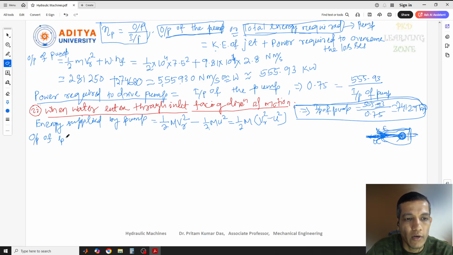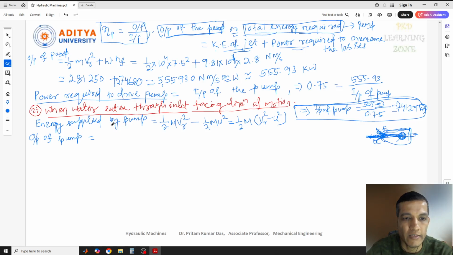The output of the pump. Okay, this one we can write as the energy supplied by the pump. We can say this is equal to the energy supplied by the pump, the same thing I've written. The total energy required is equal to the kinetic energy of the pump and the power required to overcome the losses.